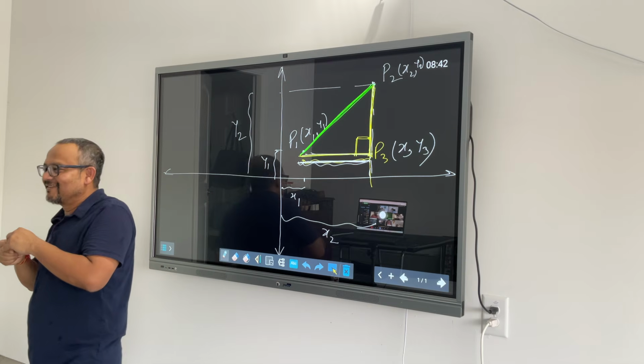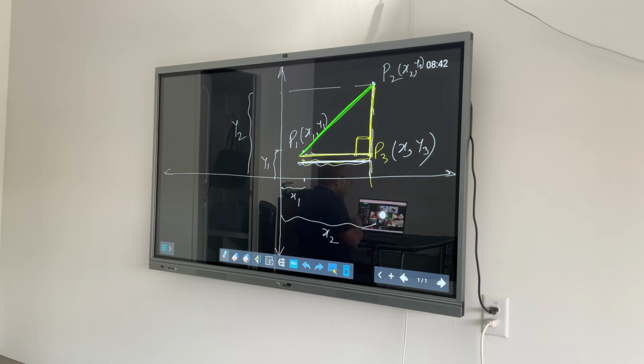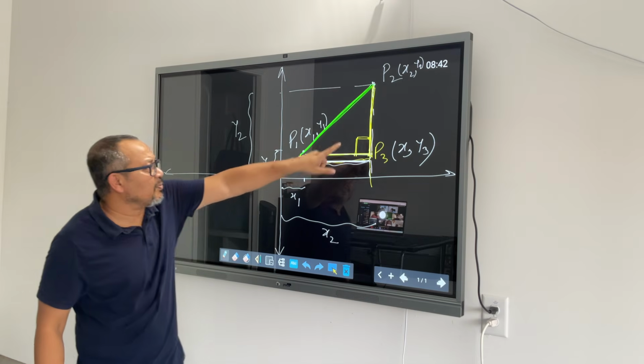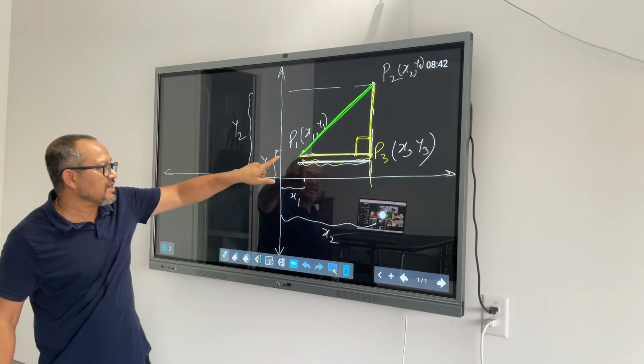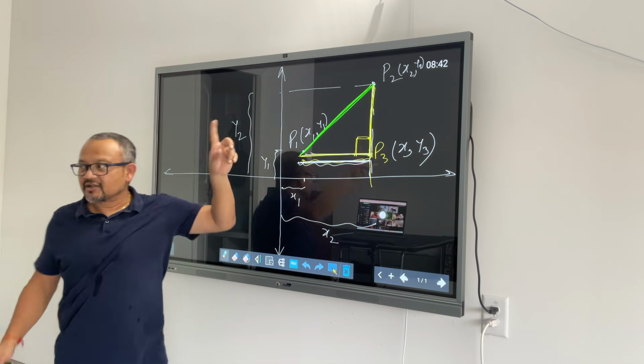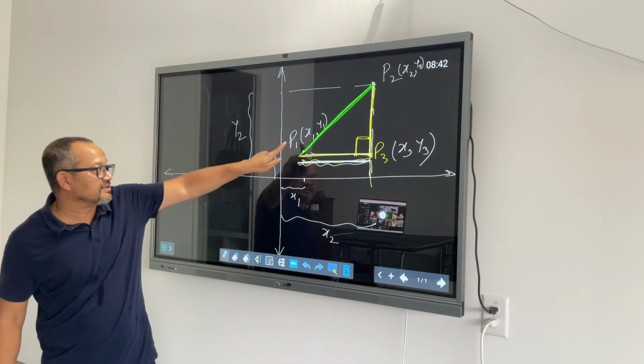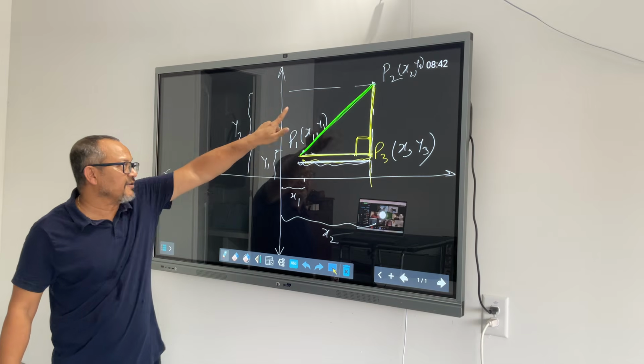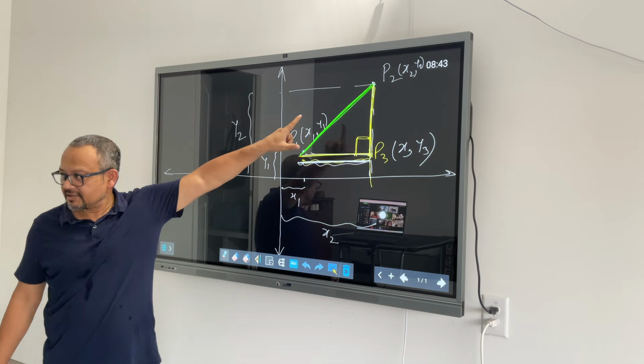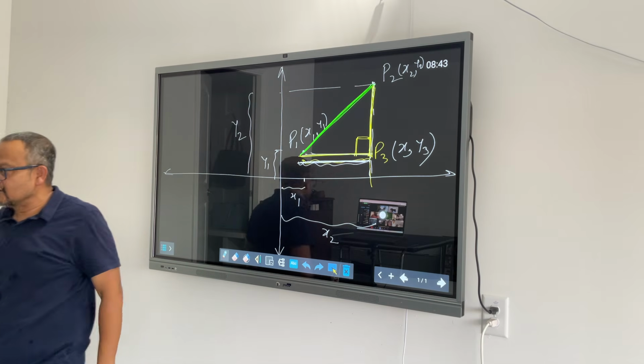Wait, does P3 count as distance? See, any point that you see is a point in the coordinate plane. And it has its own identification as coordinates, x and y coordinates. And every coordinate has a meaning to it. Yeah? Havisha, your last chance.